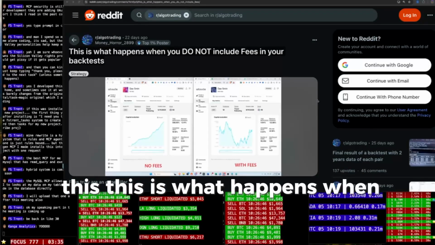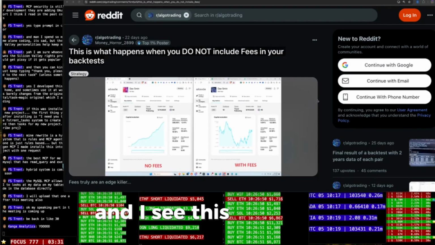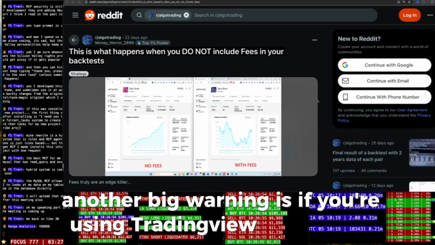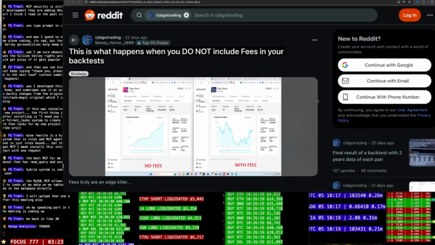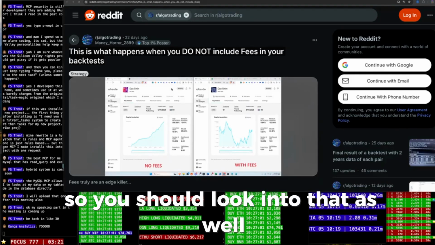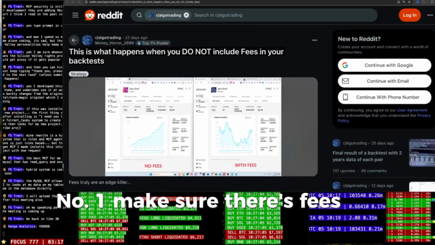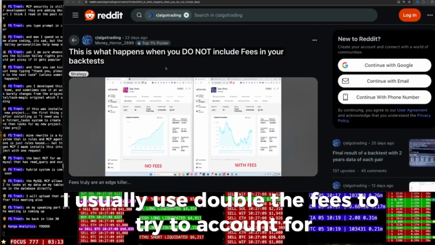This is what happens when you do not add fees to your backtest, and I see this all the time. Another big warning is if you're using TradingView to backtest, there are a lot of repainting issues, so you should look into that as well. Those are my big two warnings. Number one, make sure there are fees and slippage. I usually use double the fees to try to account for a little bit of slippage.